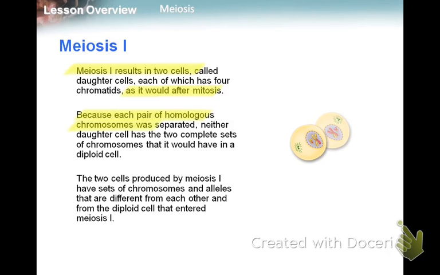Each pair of homologous chromosomes was separated, so neither daughter cell has the two complete sets that it would have in a diploid cell. The two cells produced by meiosis 1 have sets of chromosomes and alleles that are different from each other and from the diploid cell that entered meiosis 1.